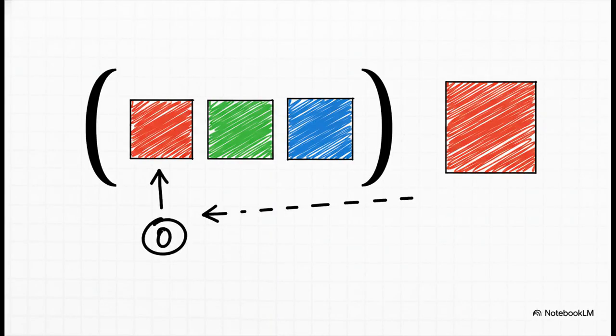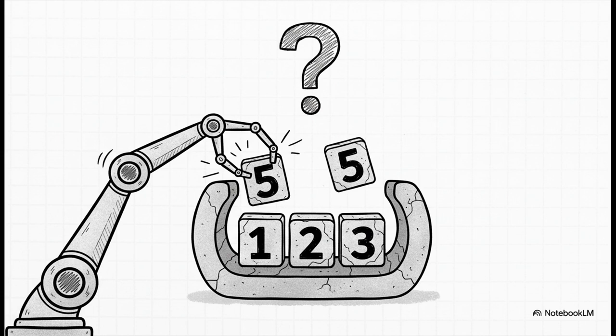Now, don't think that immutable means hard to use. Not at all. Reading data from a tuple? It's exactly the same as a list. You just use those same old square brackets with an index number to pull out whatever you need. Super simple, super familiar.